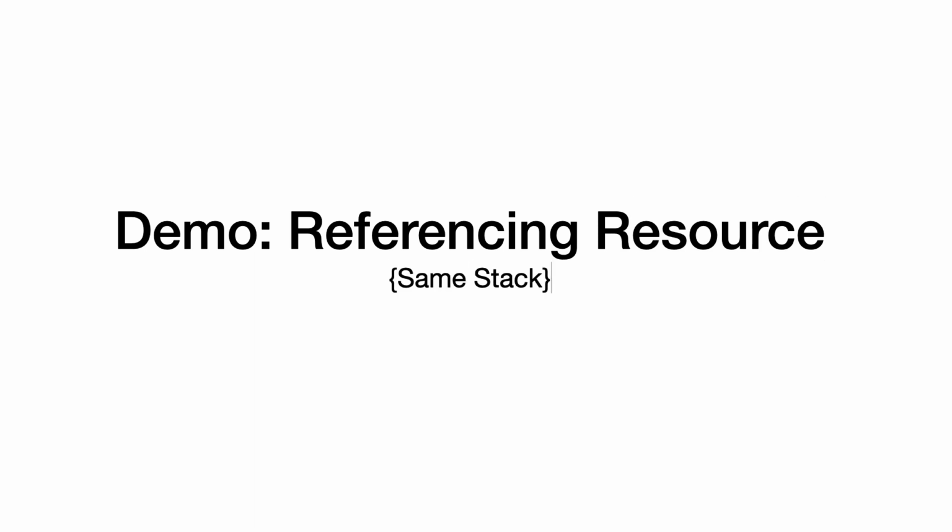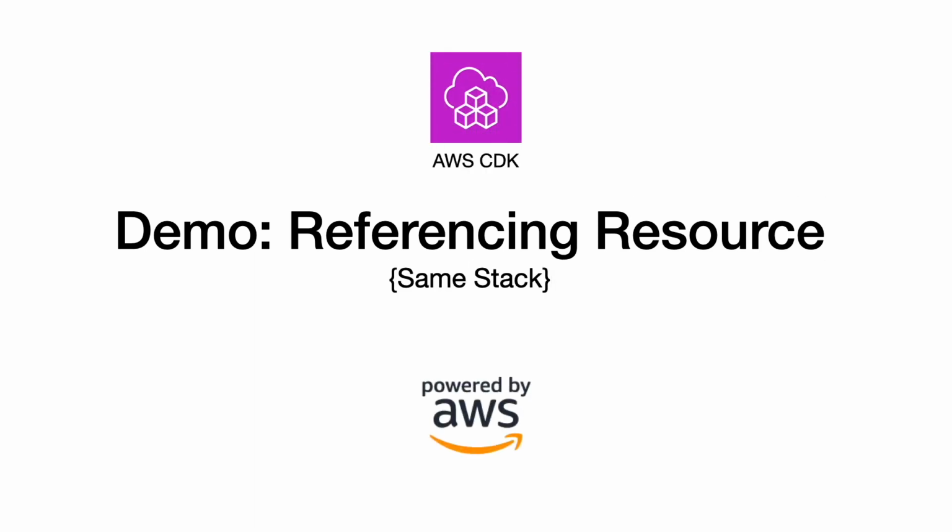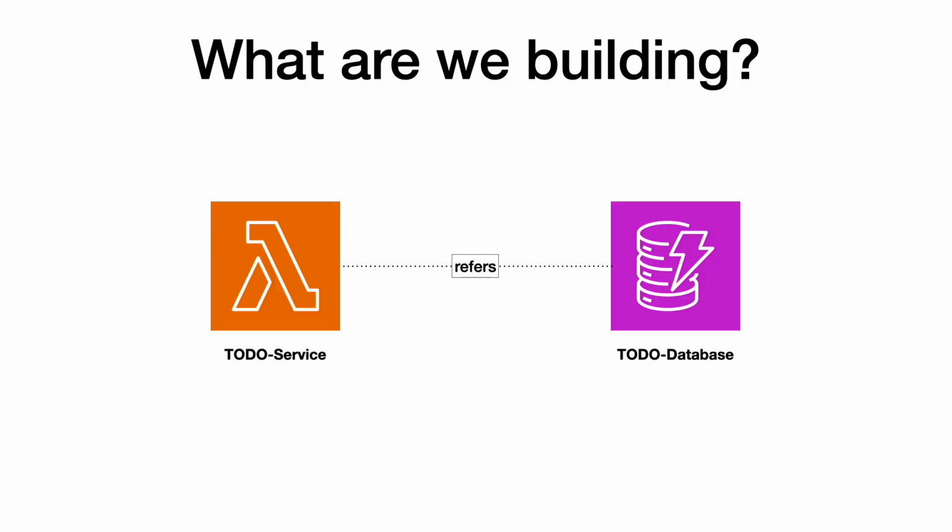In this video, I'll demonstrate how resources can refer to each other when they are defined inside different stacks. We will continue with the same setup we had for our previous demonstration. We have the to-do service, which will be deployed in Lambda and uses DynamoDB to persist the data. The only difference here is that we are going to use different stacks.